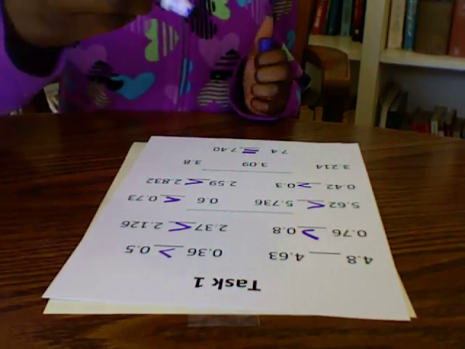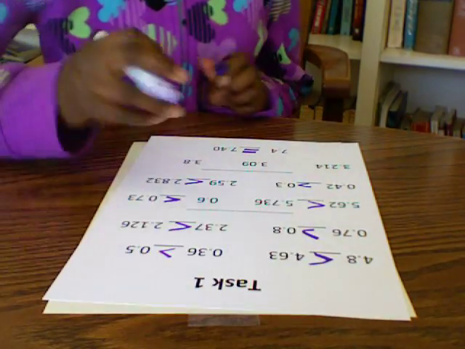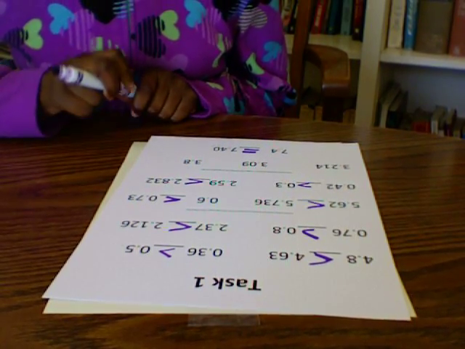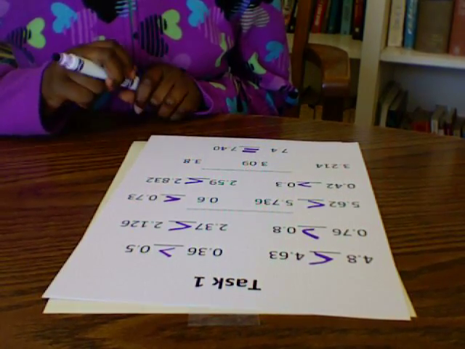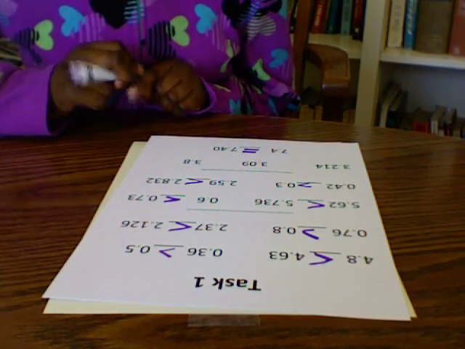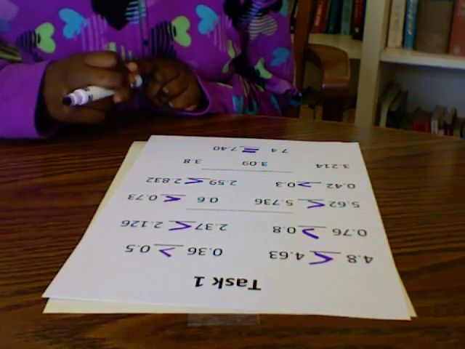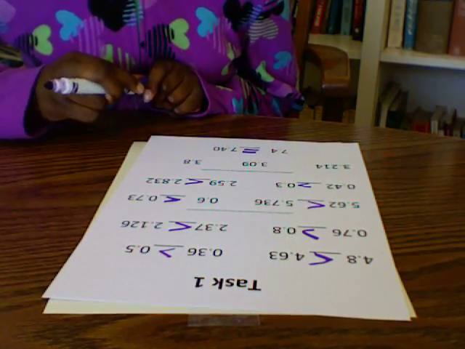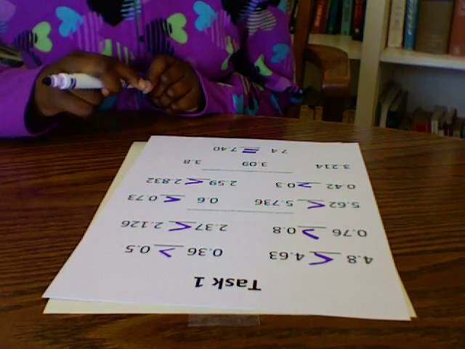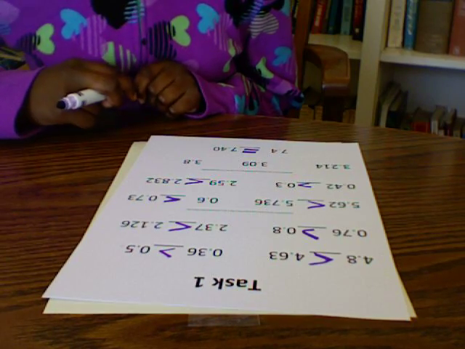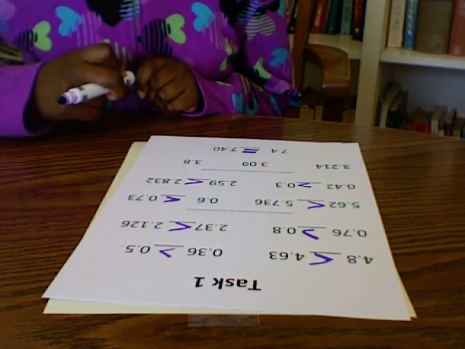Next one that you want to do. Okay, and why did you make it look like that? Because 4 and 8 tenths is less than 4 and 63 hundredths, and 63 is greater than 8, and because 8 is just not bigger than 63.